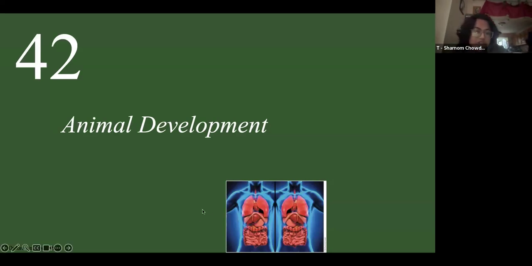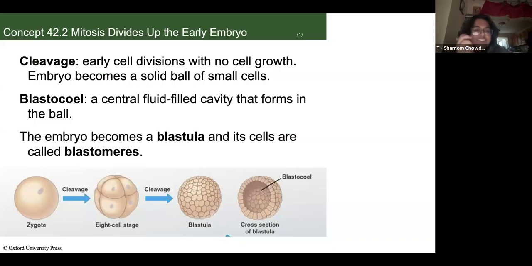So now we're going to talk about animal development. I believe after this there's only one more chapter, so stick through it. Like I mentioned, there are some concepts here. We're already starting at 42.2. That doesn't necessarily mean 42.1 is not important. It just means that for this chapter, I wanted to start at 42.2 because that's where the main ideas of the chapter are, but definitely still study 42.1 in the textbook or in the actual slides from Dr. Garofalo himself.